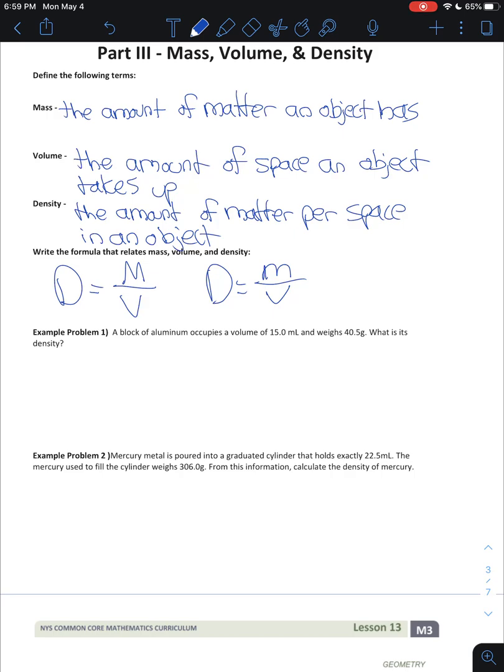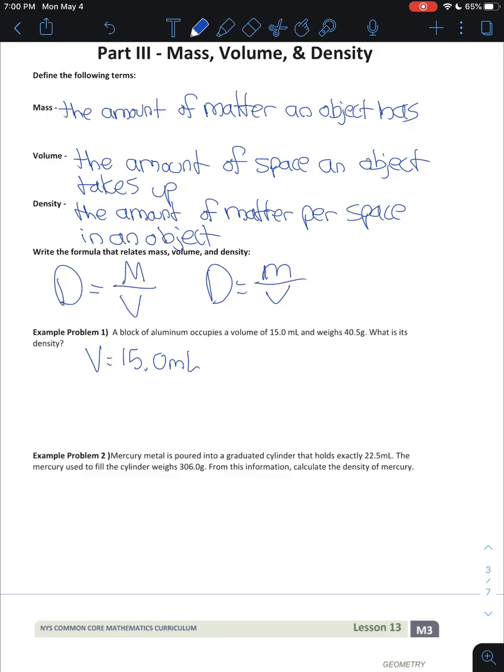So let's look at an example problem here that relates to mass, volume, and density. It says a block of aluminum occupies a volume of 15 milliliters. So our volume is 15.0 milliliters. Anytime you see things like milliliters, liters, that relates to volume, how much space something takes up. Or like in the American customary system, you might say a gallon. That's how much space something takes up.